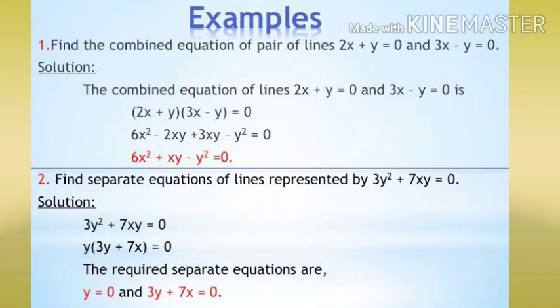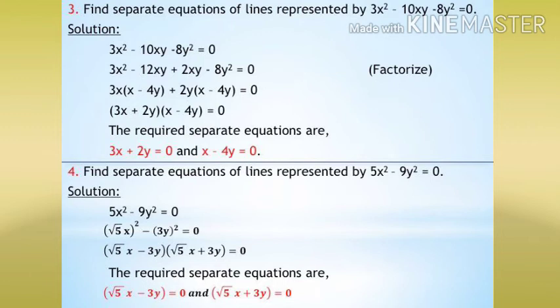Now move to the second sum. Find the separate equations of lines represented by 3y square plus 7xy is equal to 0. Now they have given you the combined equation, we are supposed to find the separate equations. So take the given equation 3y square plus 7xy is equal to 0. From here we can take y common out. You get y into (3y plus 7x) is equal to 0. So what are the separate equations? One is y is equal to 0 and the other is 3y plus 7x is equal to 0.